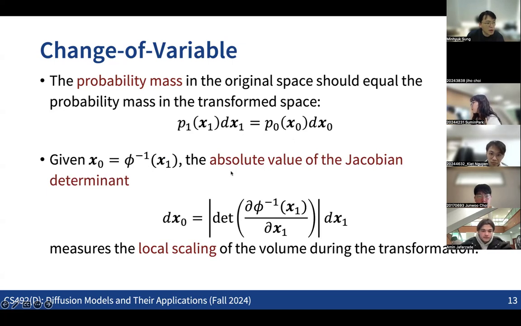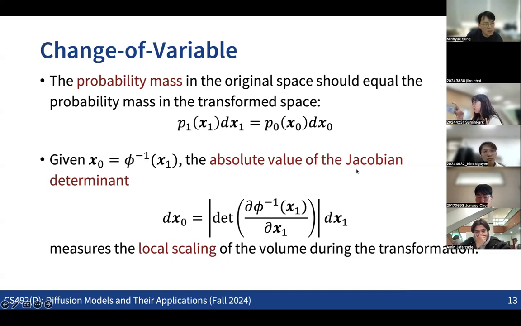Then the absolute value of the Jacobian determinant, this term, measures the local scaling of the volume. When you think about it, we have an infinitesimal volume for x0 and x1. The scaling of the infinitesimal volume of x1 to x0 is represented by the absolute value of the Jacobian determinant here. So this decides the scaling factor between the two.